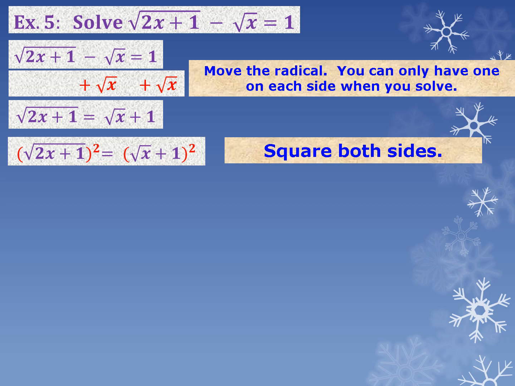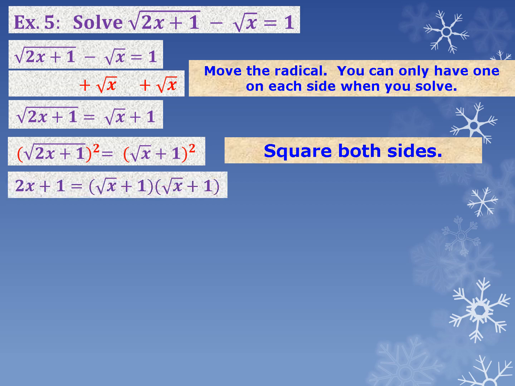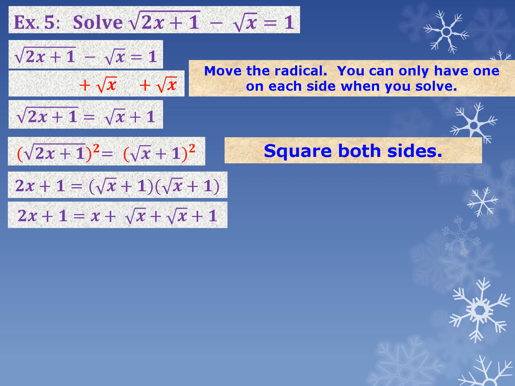When I square the left, I am left with 2x plus 1. But remember, on the right, a binomial squared means write it twice. So I have to change that to the square root of x plus 1 times the square root of x plus 1. Now we are going to multiply that right side together. You can box it, you can FOIL it, whatever method works best for you. So on the left, I still have 2x plus 1.